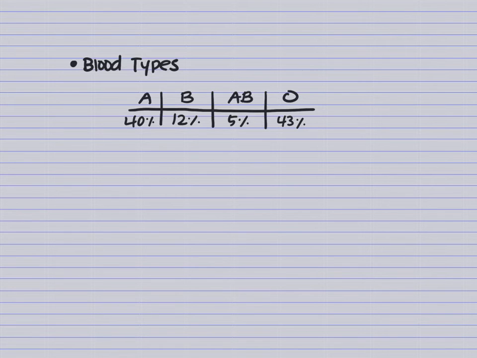Actually, blood types are going to be very different in terms of which one is going to be more dominant depending on your ethnic groups. But let's say this particular population had 40% of type A, 12% of type B, 5% of type AB, and 43% of type O. So type O is going to be the most dominant one, and then type A, and then type B, and then type AB is going to be the least popular one out of all of these.